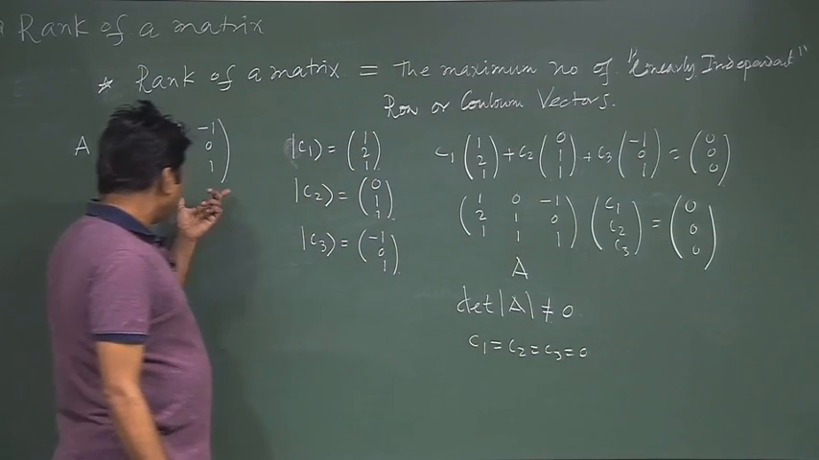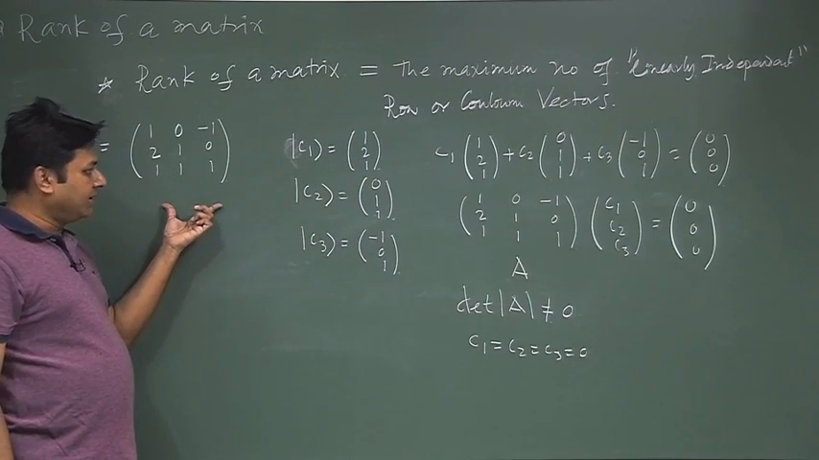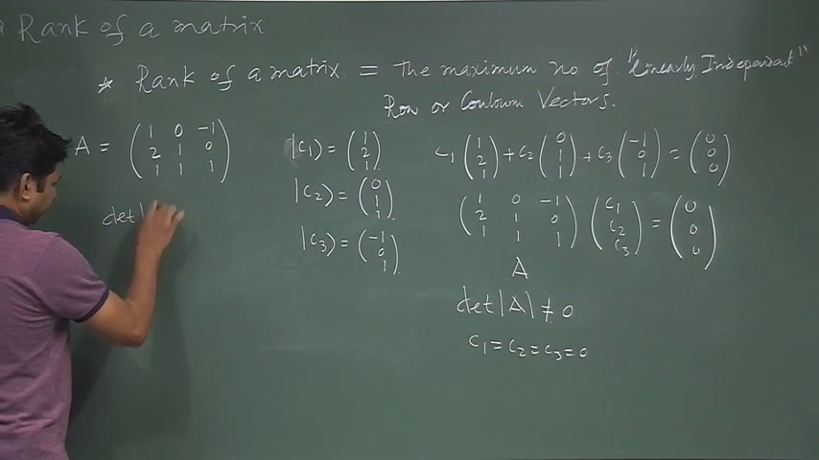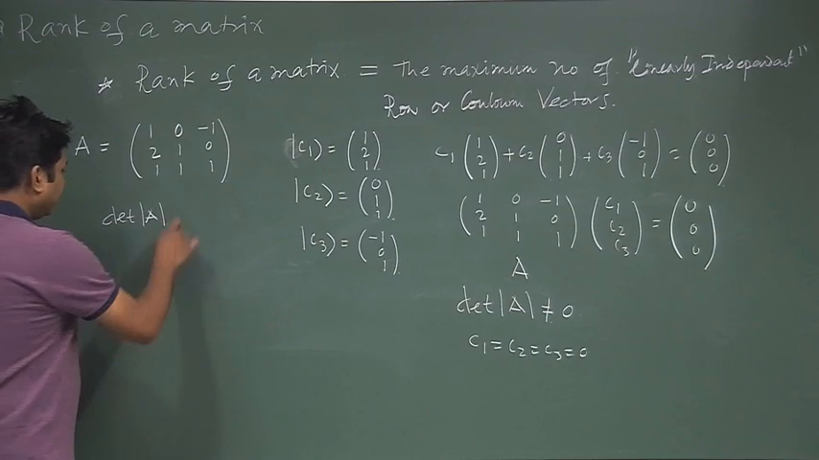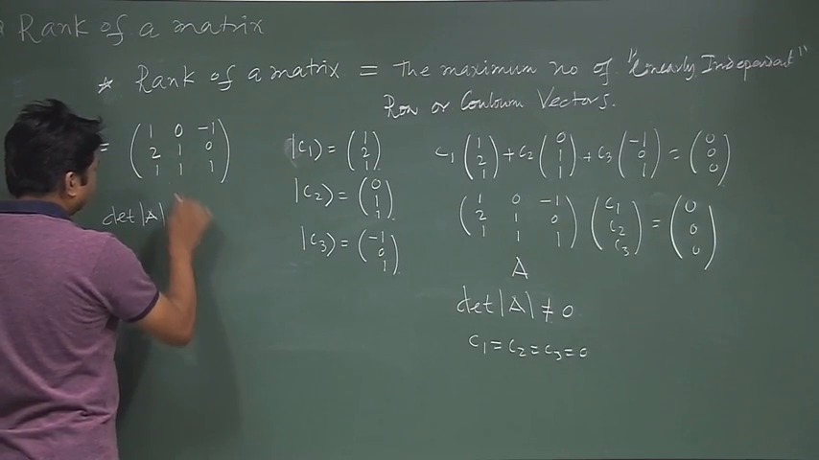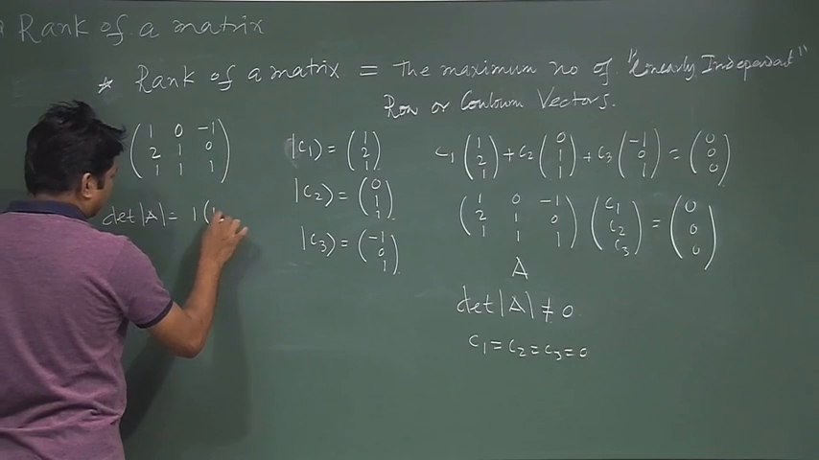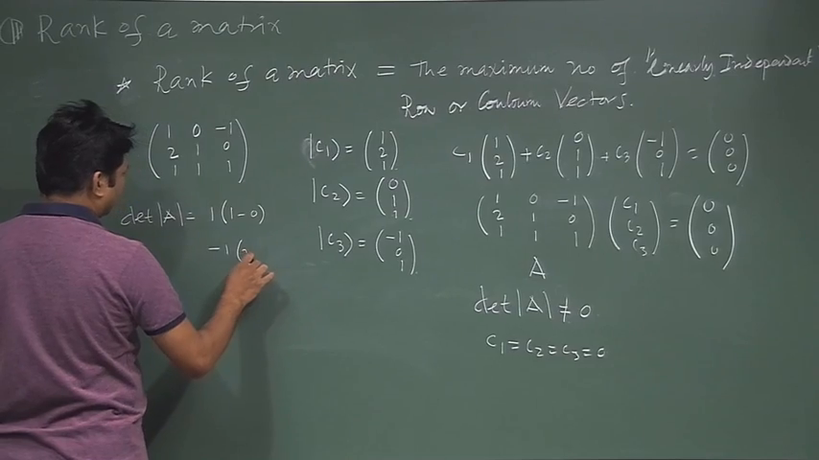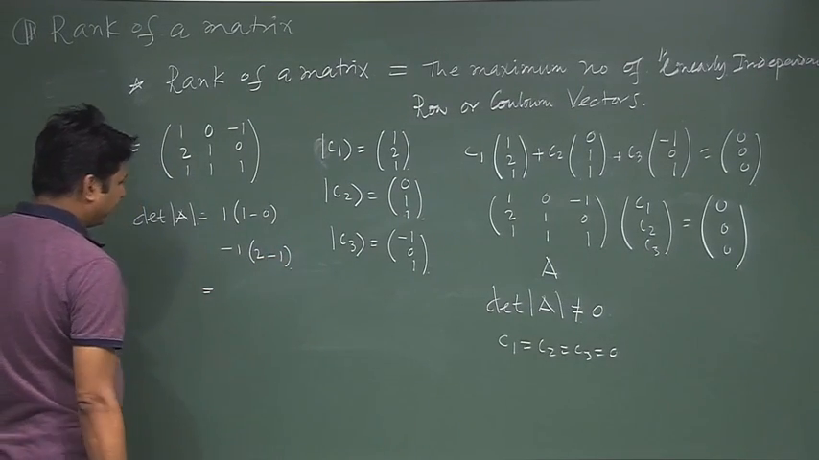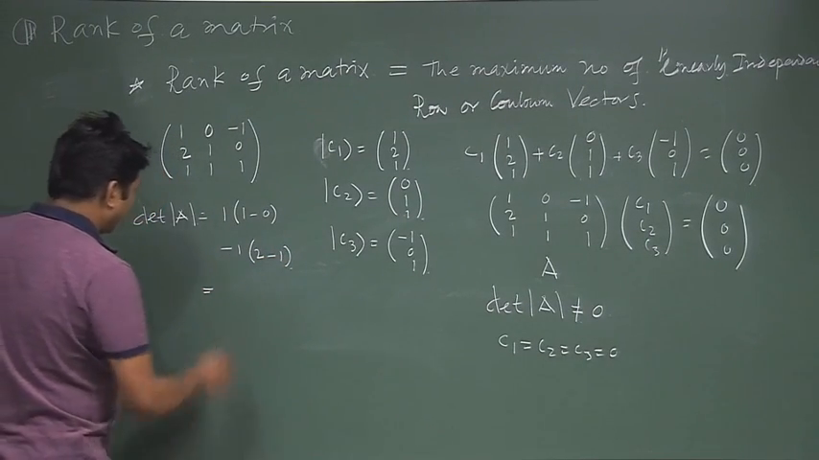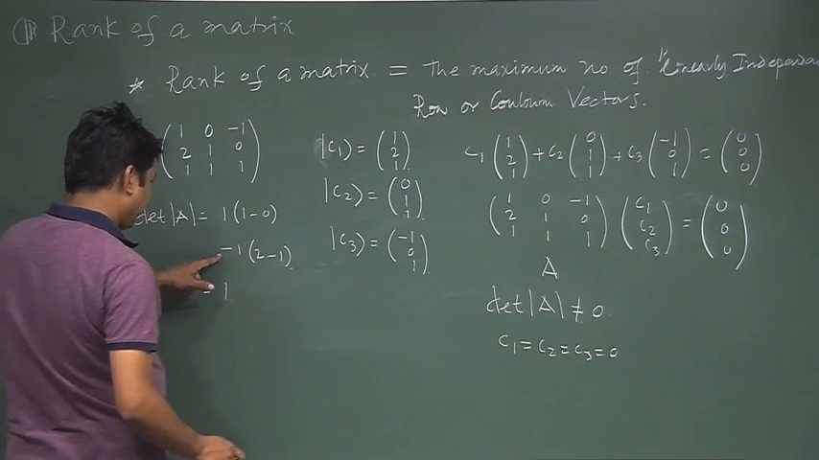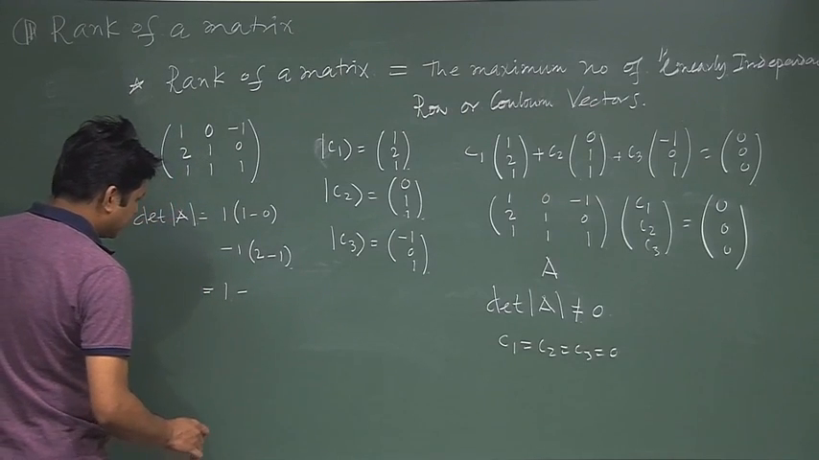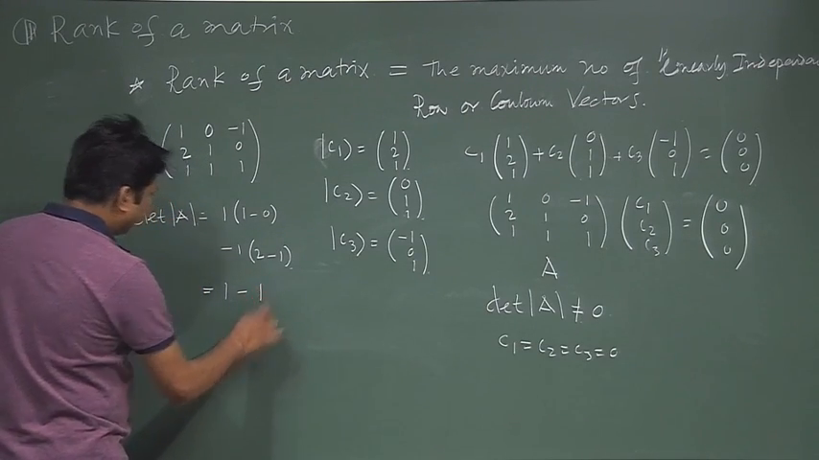So, that means if I take the determinant of these things, let me try to find out the determinant of this matrix A. So, what is the determinant? 1 into 1 into 1 minus 0, 0 is there. So, minus 1, 2 into 1, 2 minus 1. So, I have 1 minus 1.